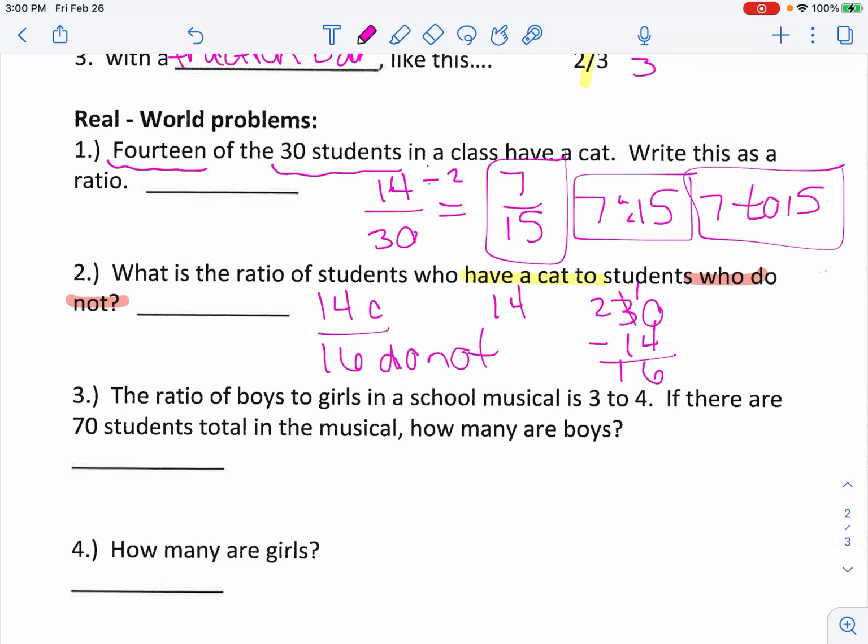Well, those are both divisible by 2. So 14 divided by 2 is 7, and 16 divided by 2 is 8. So that final answer would be 7 to 8.